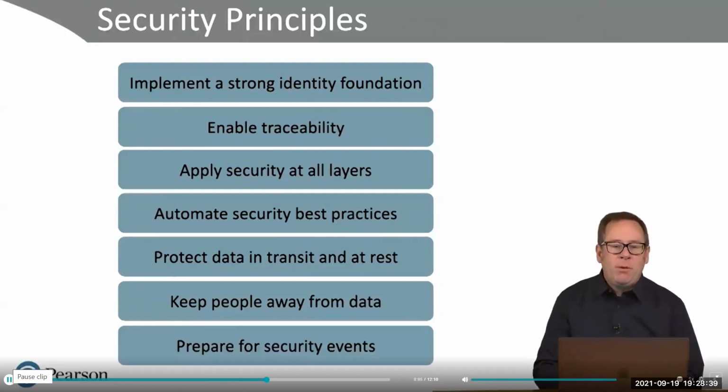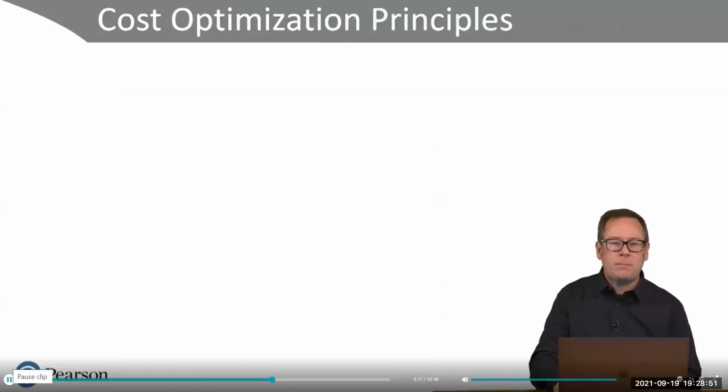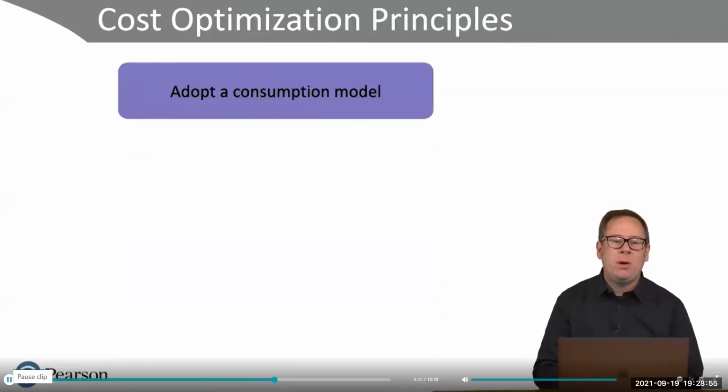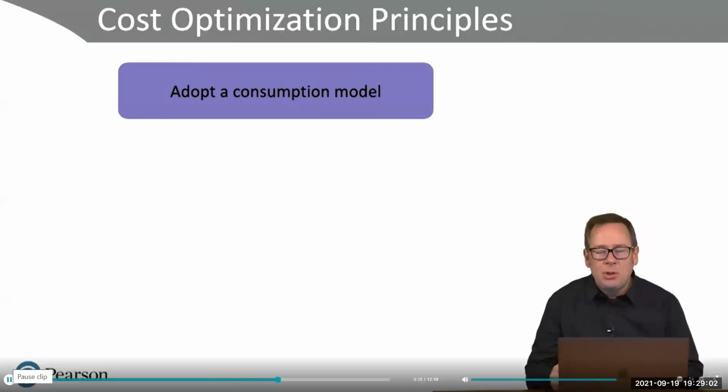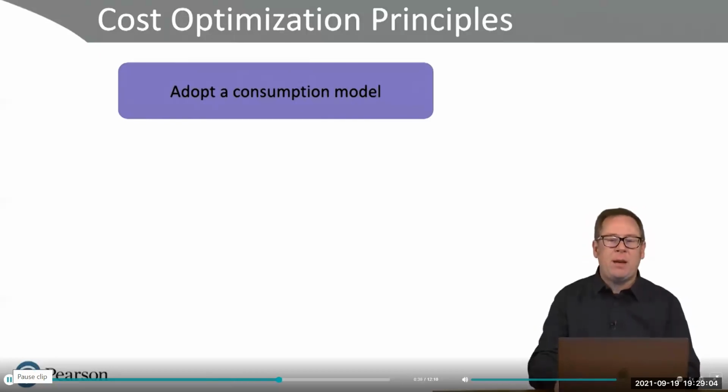The final principle for security is to prepare for security events. This goes back to disaster recovery, but is also a reminder that you need to understand how incident response works within an AWS context. The fourth pillar is cost optimization. And our first principle here is to adopt a consumption model. That means that you are paying as you go and that you are keeping track of how much you're spending along the way.